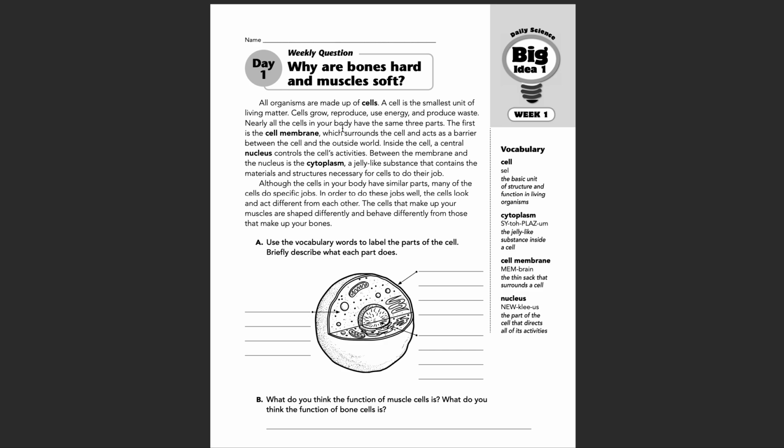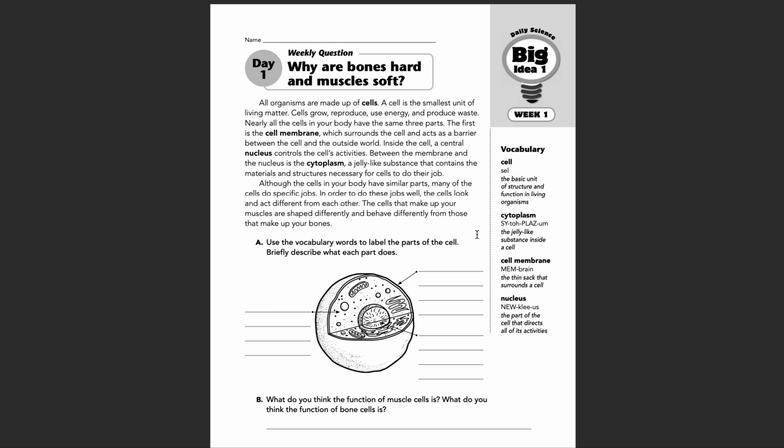All organisms are made up of cells. A cell is the smallest unit of living matter. Cells grow, reproduce, use energy, and produce waste. Nearly all the cells in your body have the same 3 parts. The first is the cell membrane, which surrounds the cell and acts as a barrier between the cell and the outside world. Inside the cell, a central nucleus controls the cell's activities. Between the membrane and the nucleus is the cytoplasm, a jelly-like substance that contains the materials and structures necessary for cells to do their job.